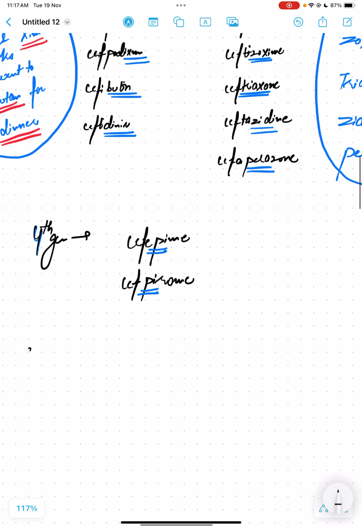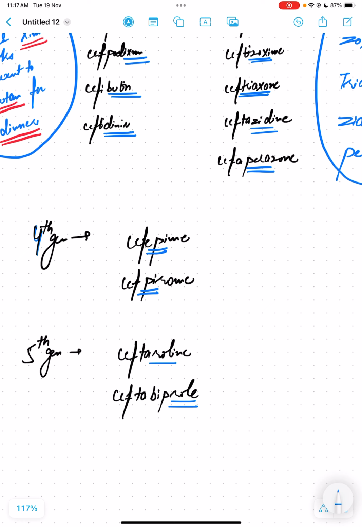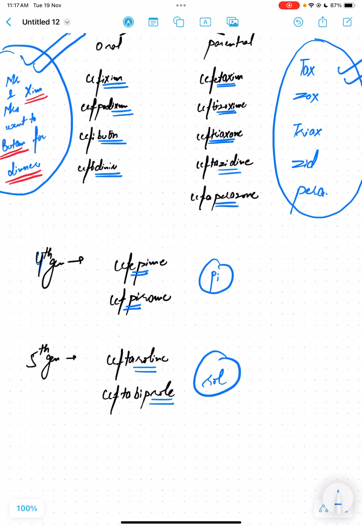And now we will begin with our fifth generation. It involves ceftaroline and ceftobiprole. It is also very simple with the word "role" in it. So you have to remember the fourth generation involving the word "pi" and the fifth generation with the word "role".